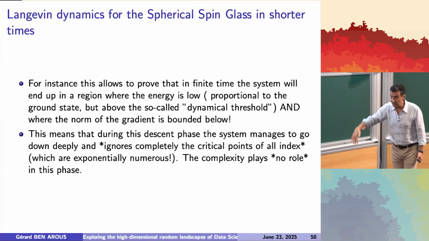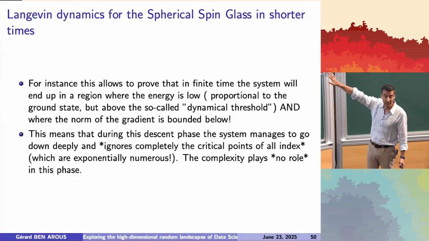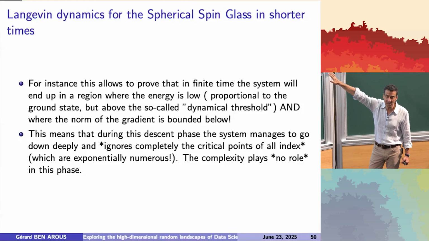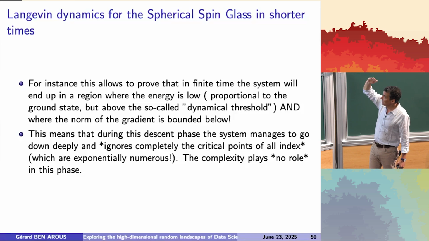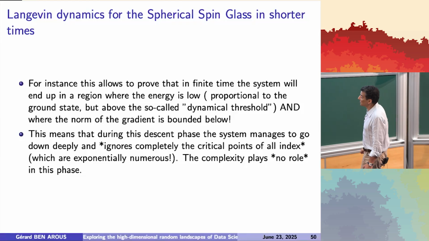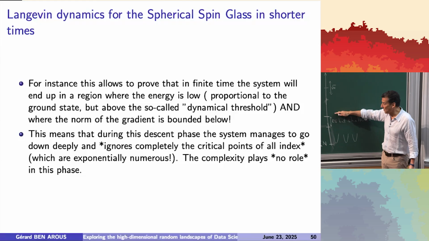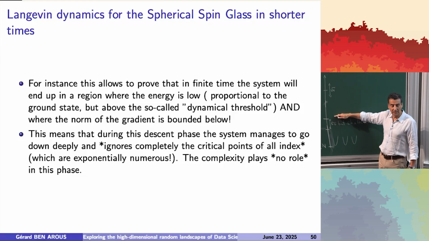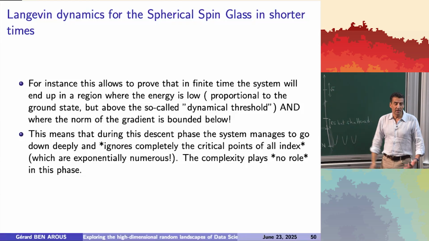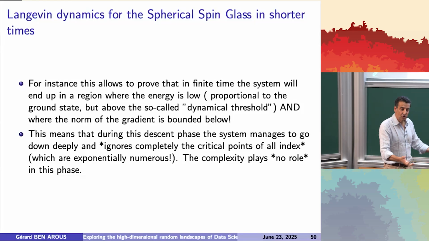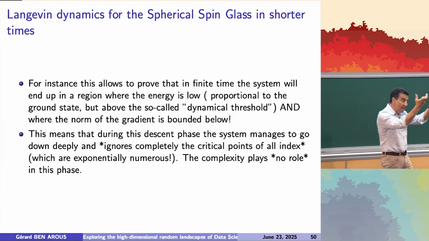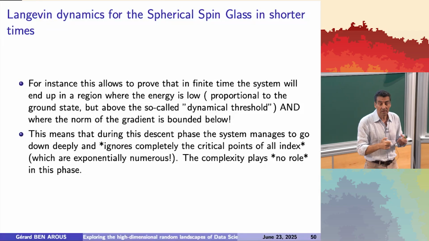During this descent phase, this first phase that we call descent phase, which of course is not what you use typically in physics, but that you do in machine learning, the system manages to go deeply and ignores completely the critical points of all index. So in the initial phase, you start from here and you go down to somewhere here in finite time, very quickly, even though there are a quantity of critical points of diverging index. There may be a lot of wells that come here. You just don't see them.